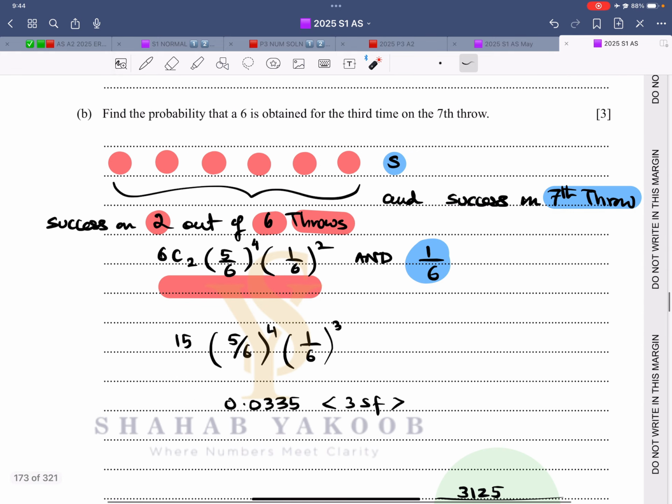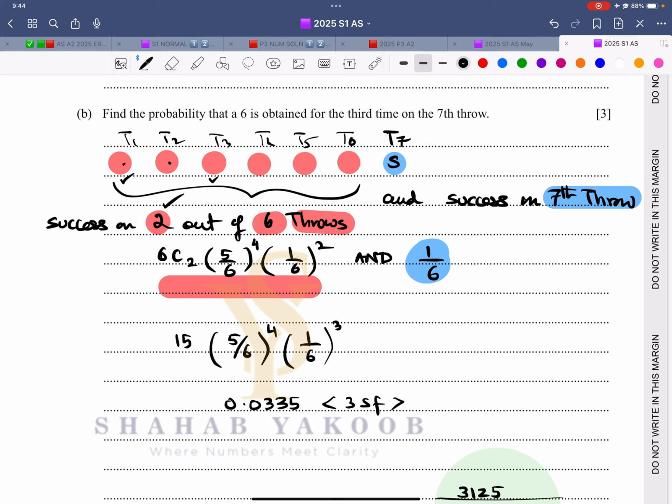Now look at this one. Find the probability a 6 is obtained for the 3rd time on the 7th throw. So now the 7th throw, this is T7 over here. That is success. And out of T1, T2, T3, T4, T5, and T6, there are successes on 2 throws. So it could be this and this, it could be this and this, it could be this and this, and so on. So therefore, this one is binomial. This one is geometric.